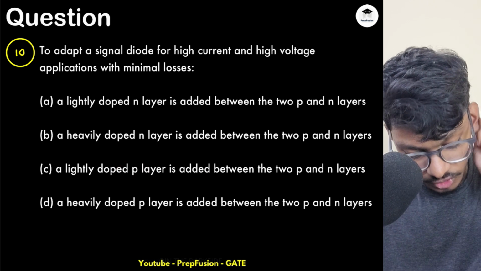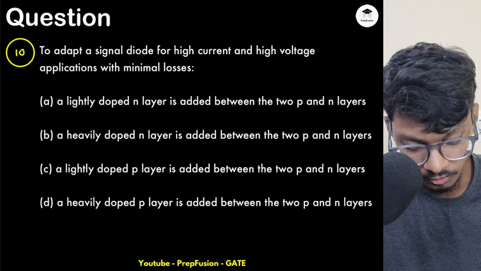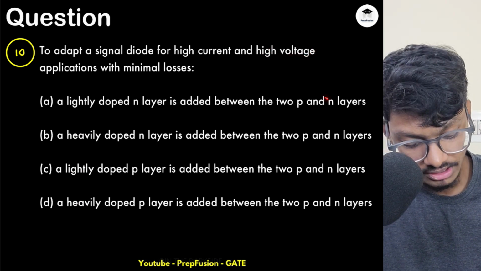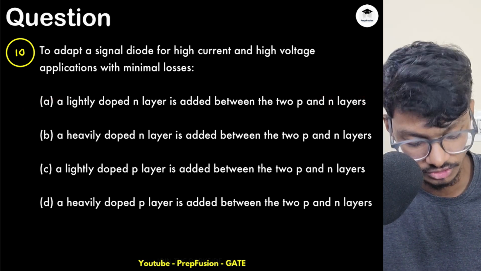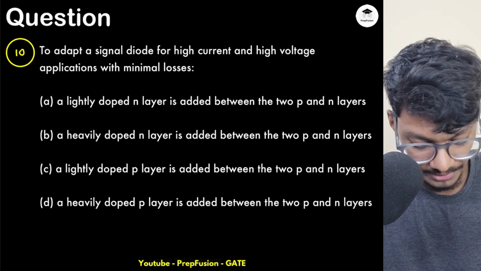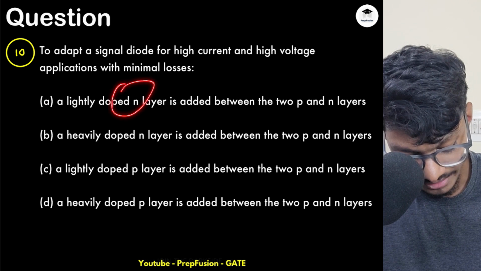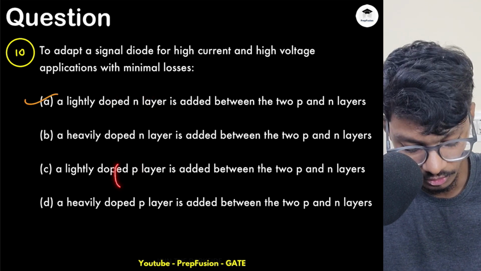You might get confused between these. Obviously we know heavily doped is not possible. We will only add lightly doped to support high voltage, and we'll make the N layer more highly doped. They haven't mentioned it, but they should have. So basically only these two are possible. Now, why will we choose the lightly doped N layer and not the lightly doped P layer? We will add a lightly doped N layer. Why will you not choose the other?